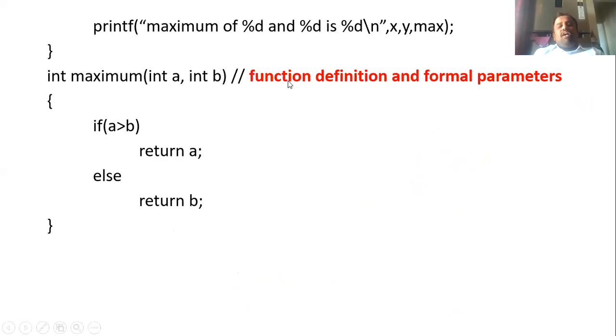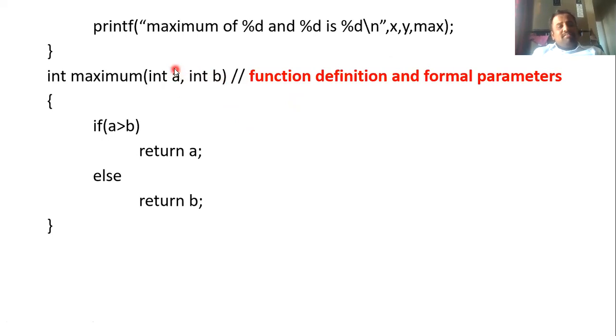Called function is nothing but a function definition. This is what you call a function definition. What does the function definition have? It has the body, and it also has the parameters. How many parameters does it have? See here, once again two parameters, a comma b.